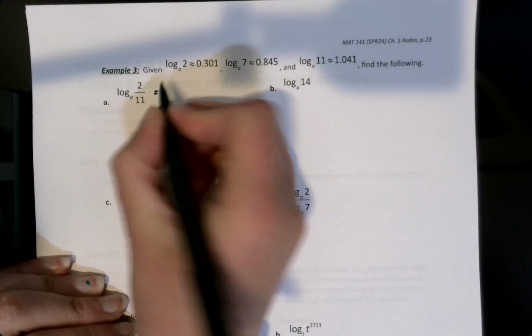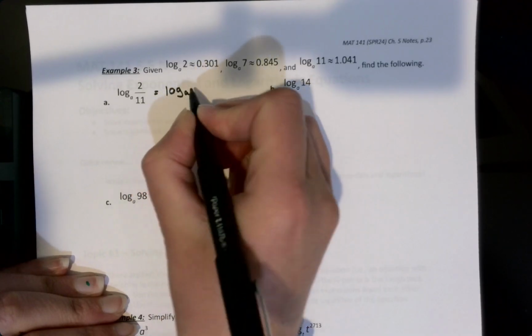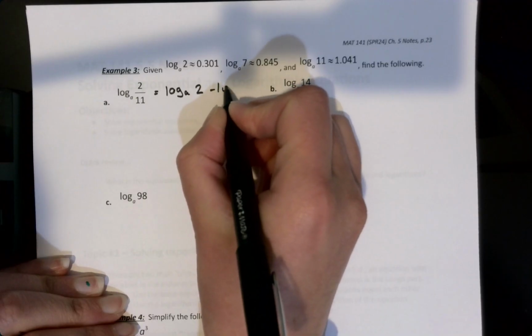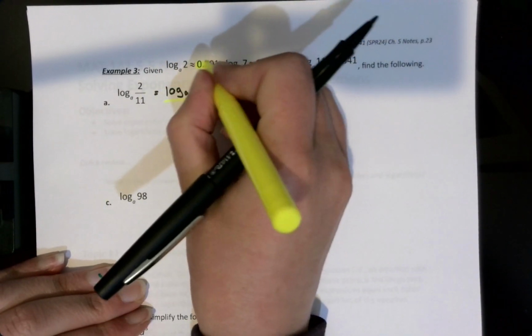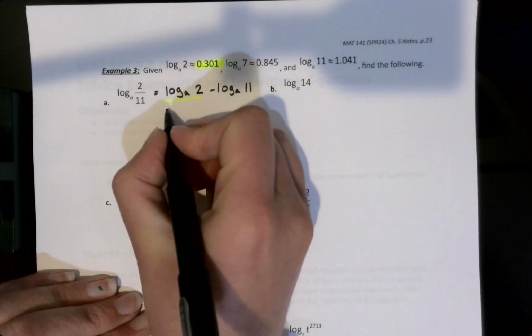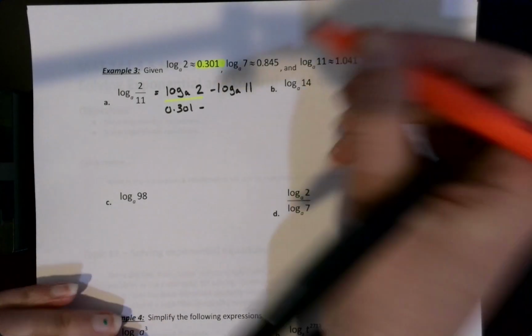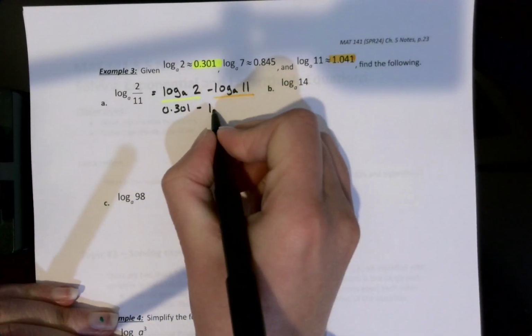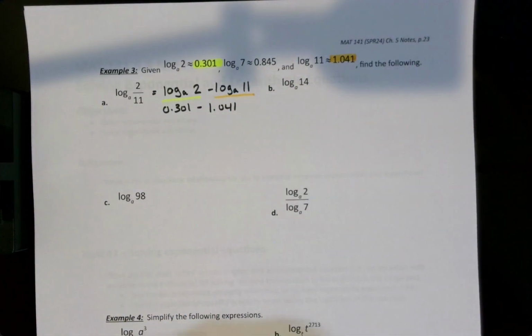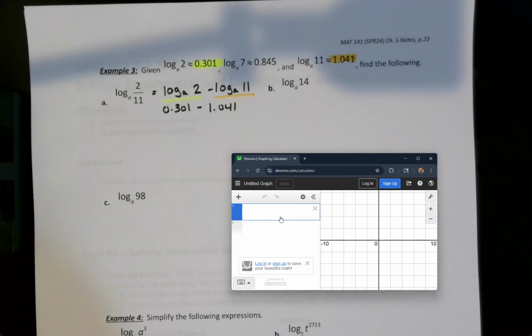What I do know is because this is a quotient, the log base A of 2/11 is equal to the log base A of 2 minus the log base A of 11. And I've been told what the log base A of 2 is equal to. It's approximately 0.301. And when I subtract the log base A of 11, I've been told that that is approximately 1.041. So if I subtract these two values, I will know the approximate value for the log base A of 2/11.